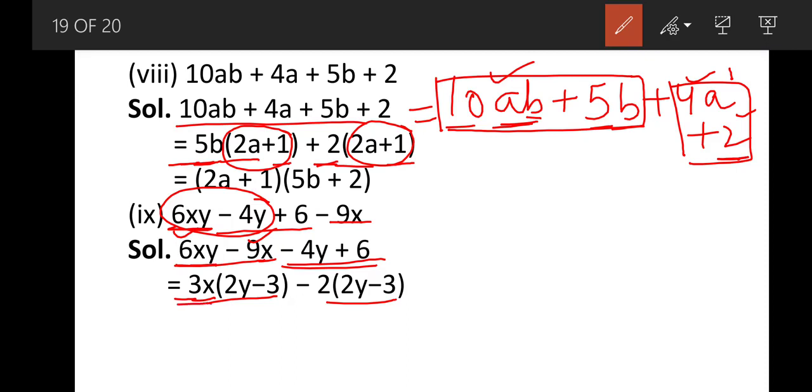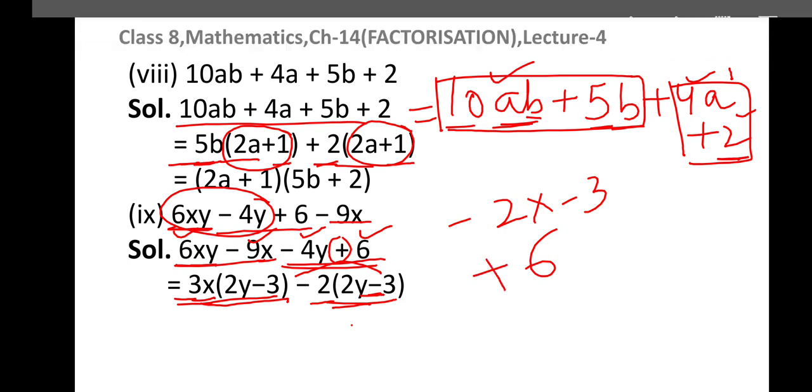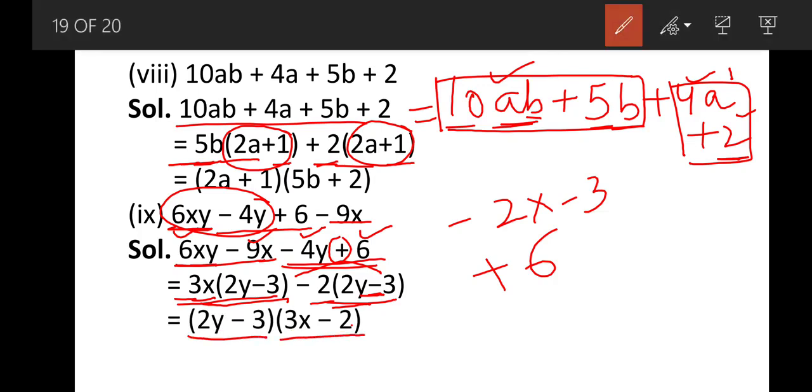What will be left inside the bracket? 2y minus 3. Now, what is the common factor of 4 and 6? That is 2, minus 2 I have already taken out. It will be 2. What will be left inside the bracket? 2y minus 3. Why have I taken the minus sign here? The reason is that minus will give you plus, and I need this plus sign. So if I multiply minus 2 into minus 3, I will get plus 6. That is why I have written the minus sign inside the bracket. So the factors are 2y minus 3, 3x minus 2.